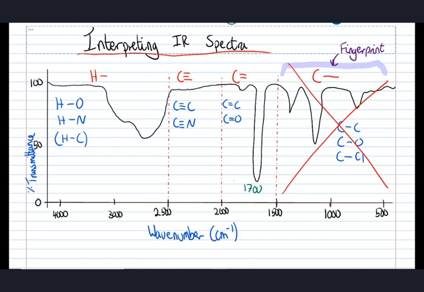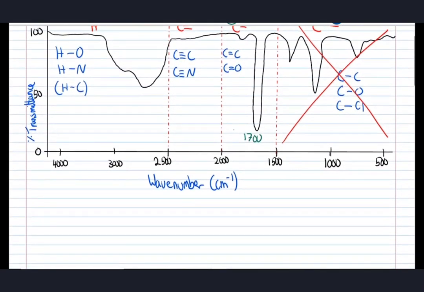So I'm saying this peak here occurs at 1700 centimeters to the minus 1, and that corresponds to a carbon double bond oxygen of a carboxylic acid. So that's that part there of a carboxylic acid. And that's our first peak.